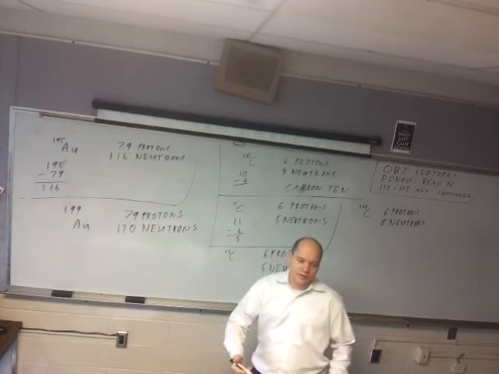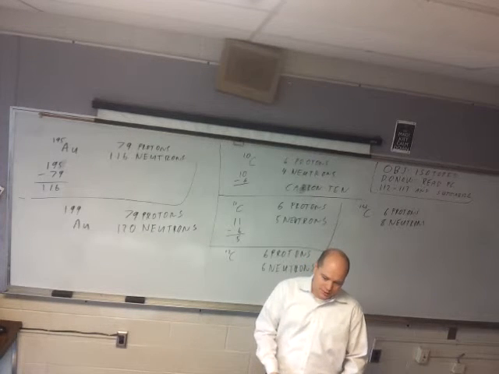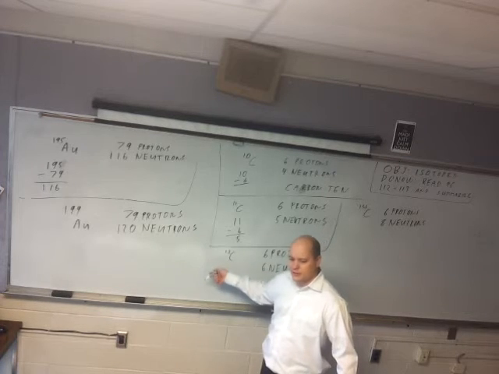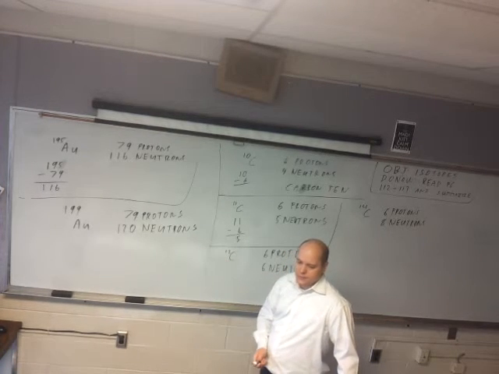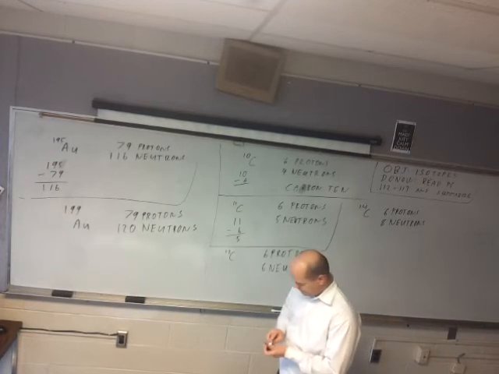So again, whatever element I give you, you look up the atomic number on the periodic table. That tells you how many protons. And then for neutrons, you do the mass I give you minus the atomic number. Got it? Questions? All right.